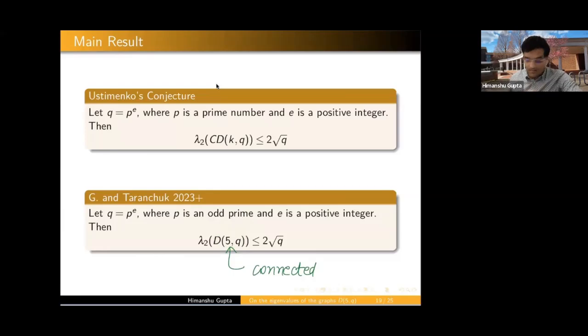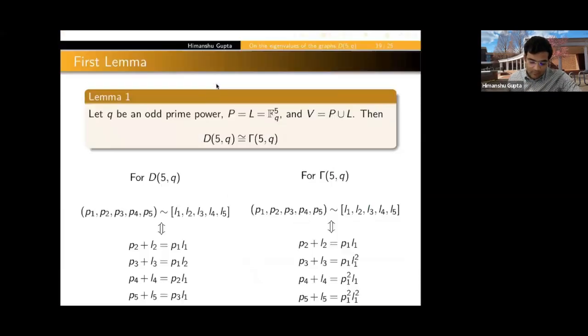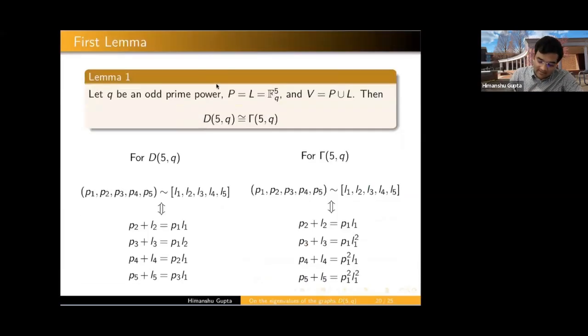It is divided into a few lemmas. So the first lemma is basically this, which says that this graph D(5,q) is isomorphic to another graph, which I call gamma(5,q). So let q be an odd prime power. And again, I just take two sets, P and L, which are F_q^5, and I take the vertex set as P union L. Then D(5,q) is isomorphic to gamma(5,q).